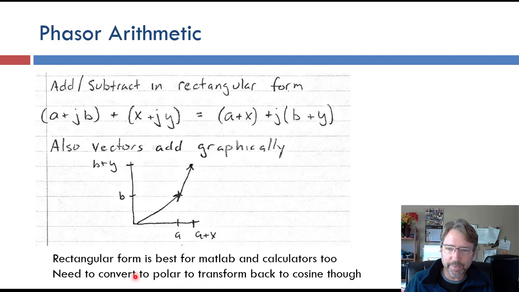The only drawback is that we need polar form, because that's the cosine. When we go back to the time domain, we have to put it back in the polar form because we need an amplitude and a phase. But for adding, definitely use rectangular form.